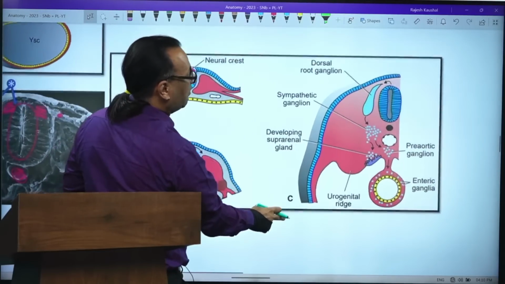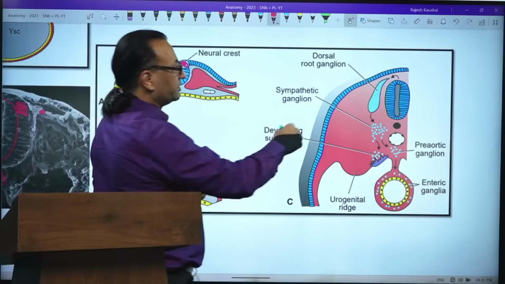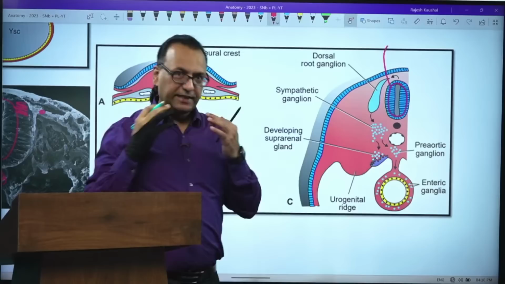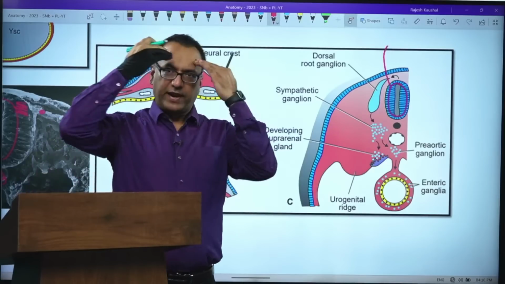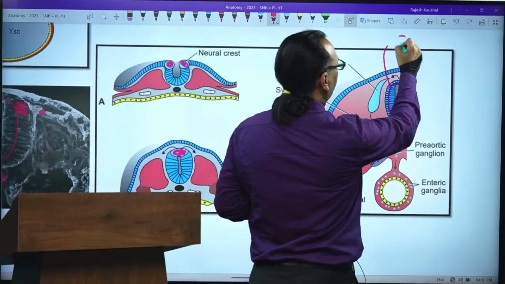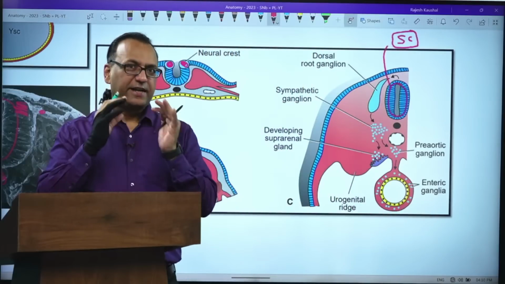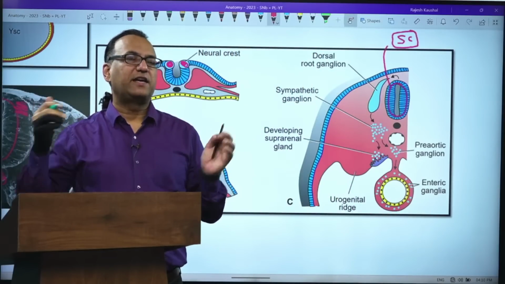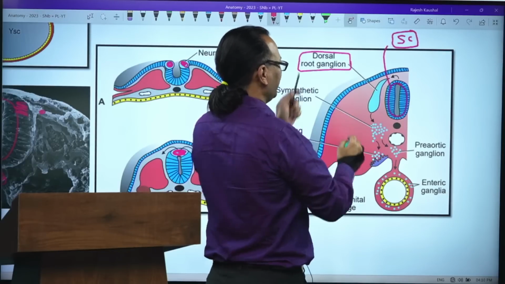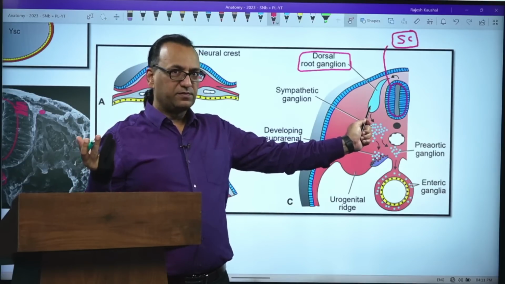The cells are migrating. In this diagram, you can find this is the neural tube, and the neural tube is basically going to form brain and spinal cord. Let us say this section has been taken where you have the spinal cord. So this is the spinal cord. Related with the spinal cord, you will have some ganglia like dorsal root ganglia. Dorsal root ganglion, which is a sensory ganglion related with the spinal cord, would have come from neural crest cell.